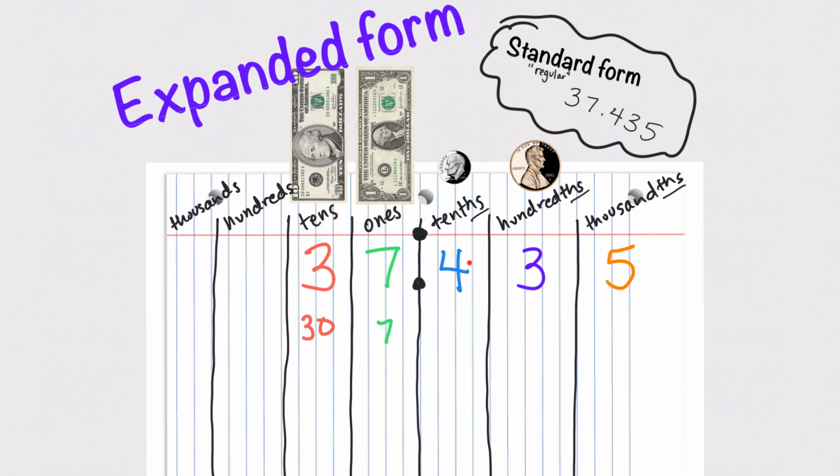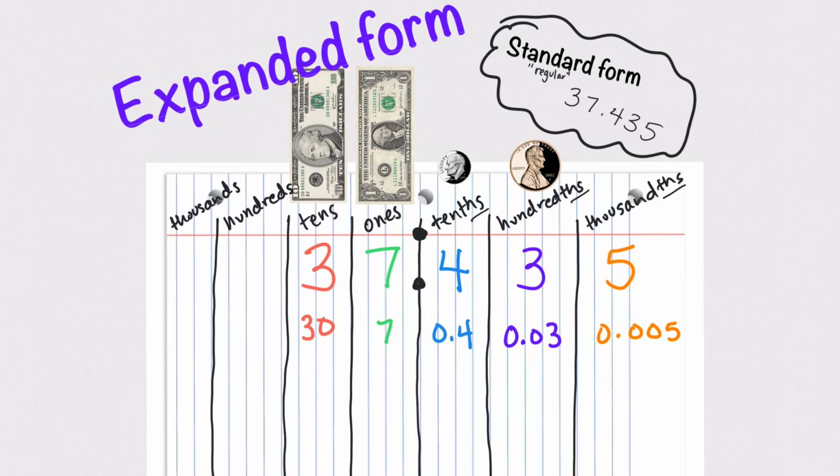Next, we're looking at the tenths place. I have 4 of them, so it'd be like 4 dimes. That'd be like 40 cents. But we're going to say 4 tenths. Looks like that. Next is the hundredths place. I have 3 of them, so it'd be like 3 pennies. So that would be 3 cents, which would look like this. And finally, I have my thousandths place. I have 5 of them, so that would be worth 5 thousandths, which looks like this.